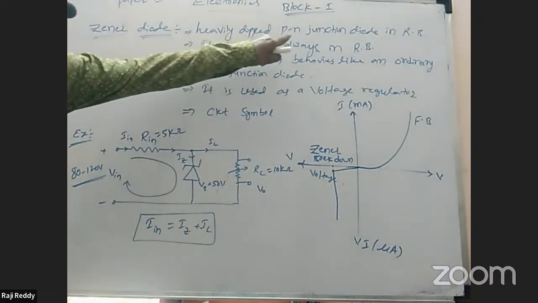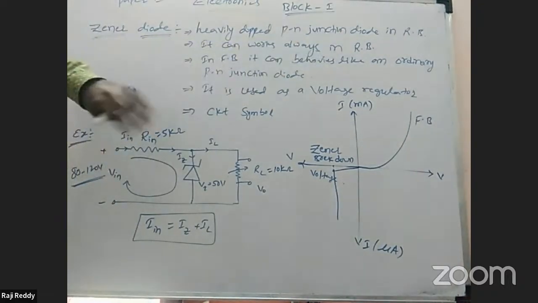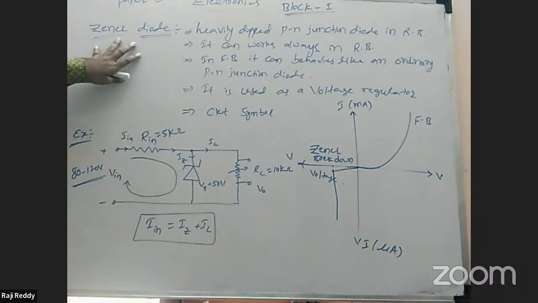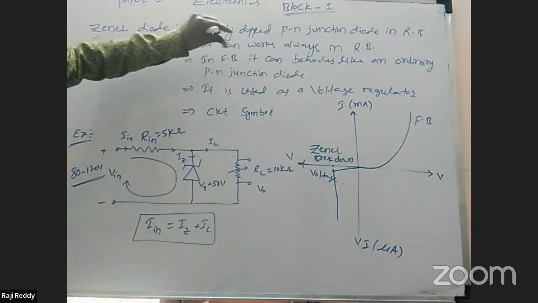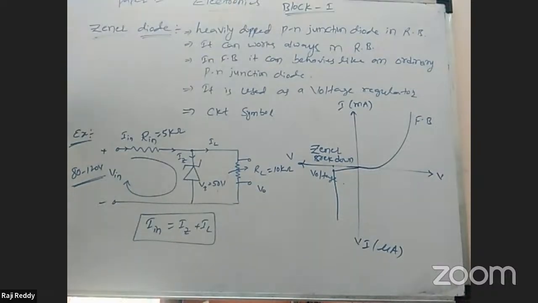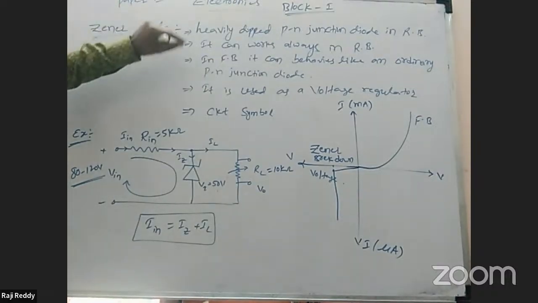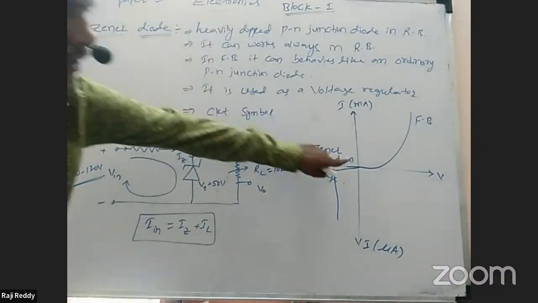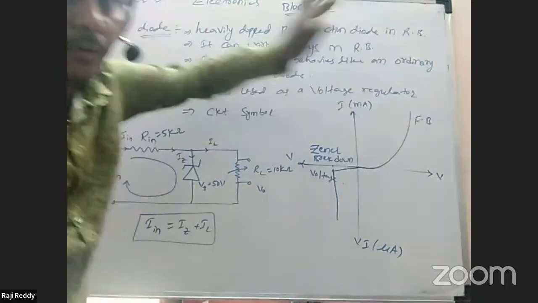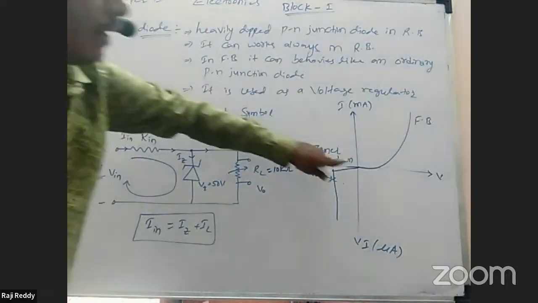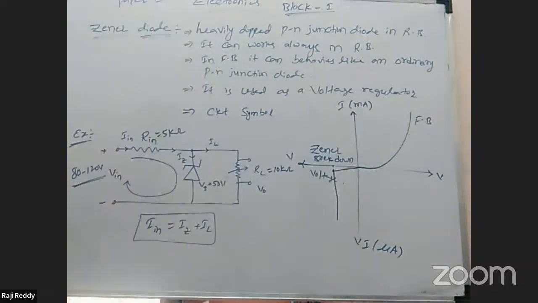A heavily doped PN junction diode in reverse bias is called a Zener diode. It always works in reverse bias. In forward bias, it behaves like an ordinary PN junction diode.